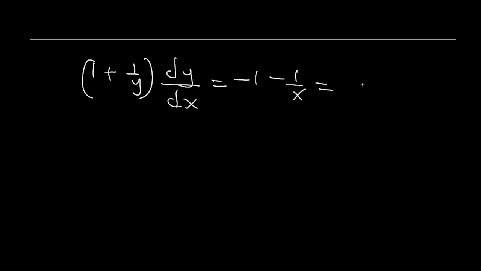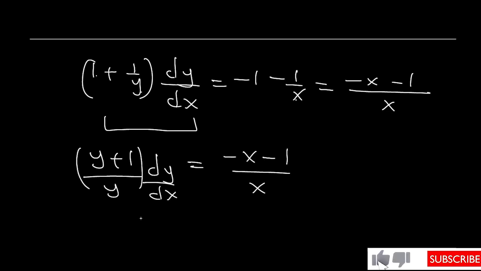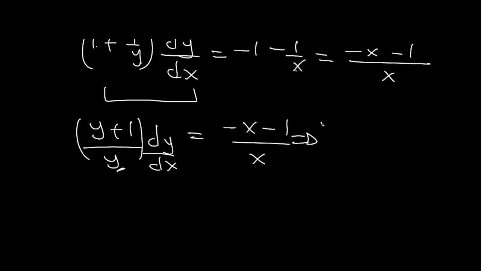Then we can solve the right-hand side, which will be equal to what? This one times this one, that's minus x minus 1, over x. On this side also we can do the algebra: y plus 1 over y, dy/dx, equal to minus x minus 1 over x. Or we can make dy/dx the subject. Remove this y from here by multiplying both sides of the equation by y. So we have y plus 1, dy/dx, and this will be equal to minus xy minus y squared.